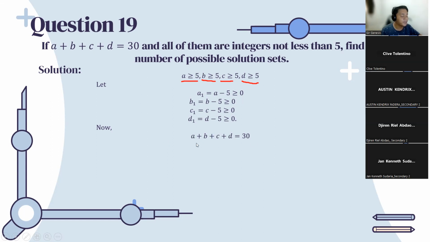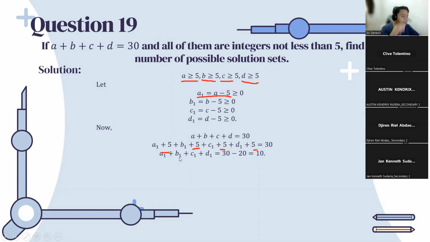So for this one, of course, a plus b plus c plus d is equal to 30. This is the given, right? So what we need is to apply a sub 1 here. That is why we have a sub 1 plus 5 until d sub 1 plus 5. So where did we get plus 5? By manipulating this equation. So you have plus 5 plus 5 plus 5 plus 5. And then if you simplify this one, you will have a sub 1 plus b sub 1 plus c sub 1 plus d sub 1 equal to 30 minus 20, which is equal to 10.